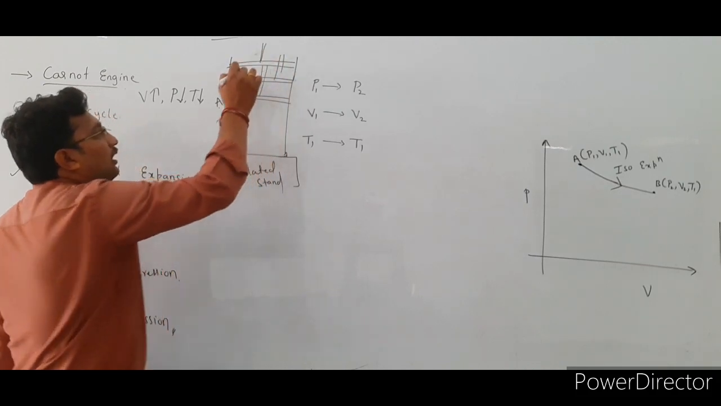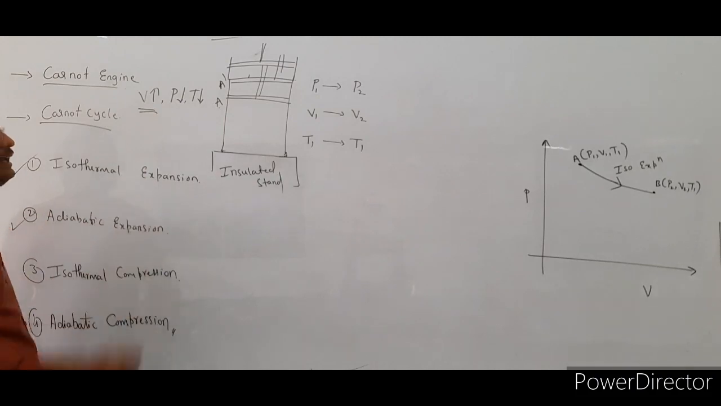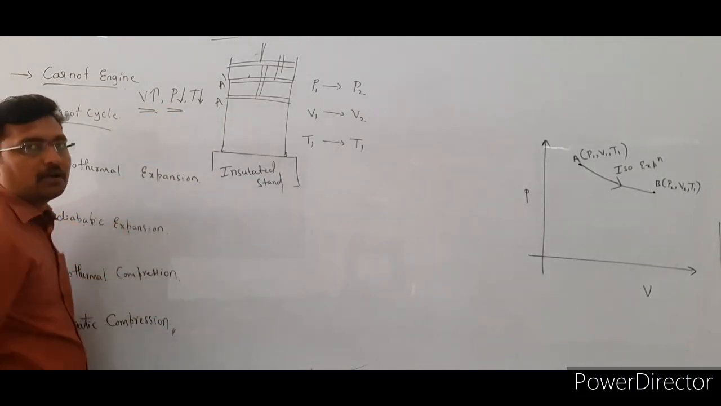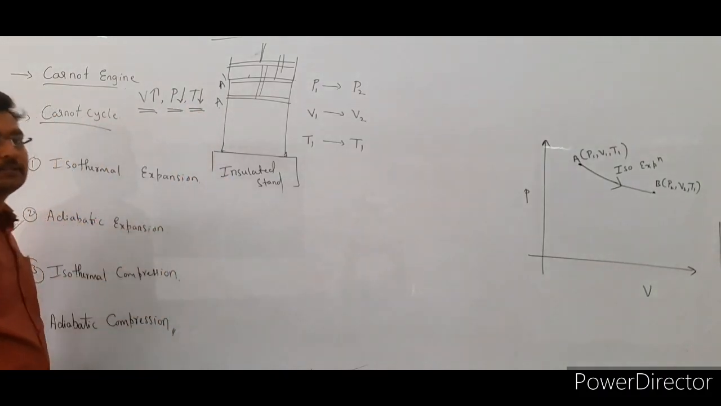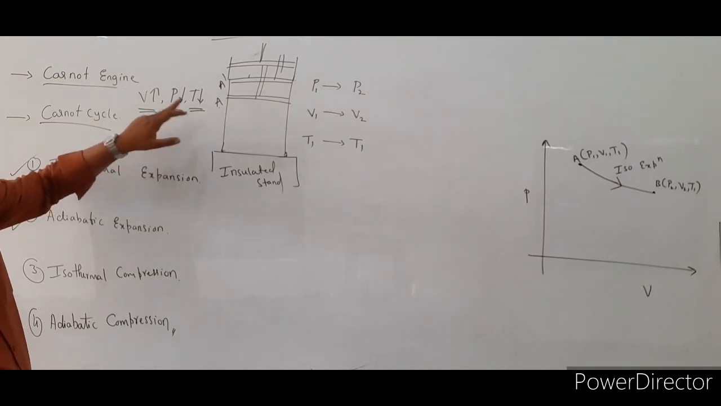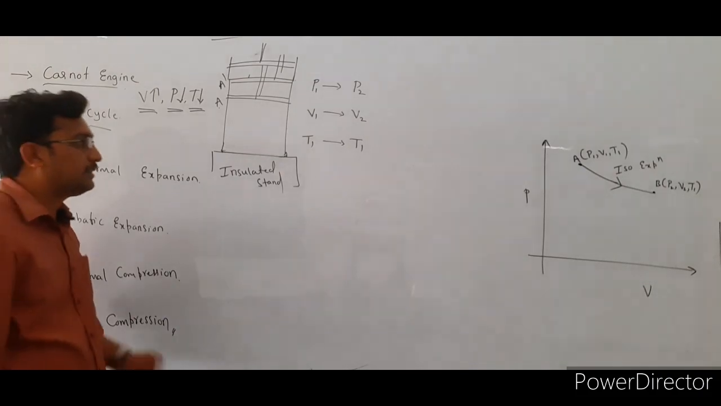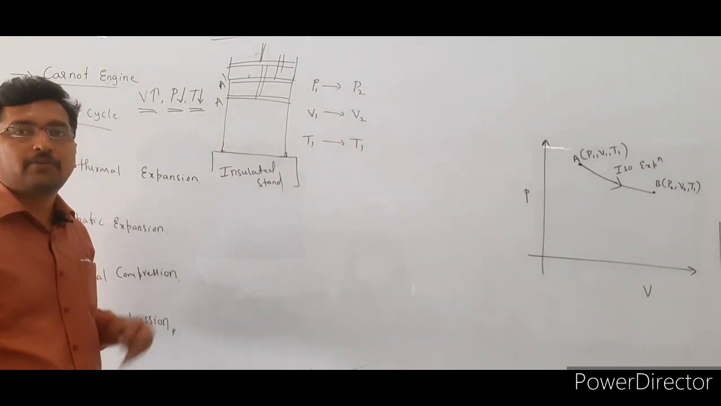If the gas expands, its volume is increased. If the volume is increased, the pressure decreases. If the pressure decreases, the temperature also decreases. So in this case, this is adiabatic expansion. No heat energy is exchanged between system and surrounding.